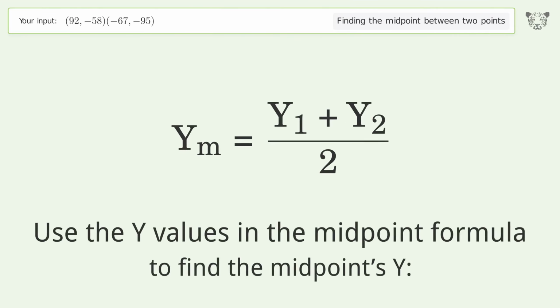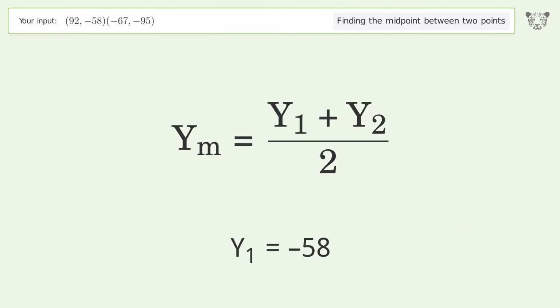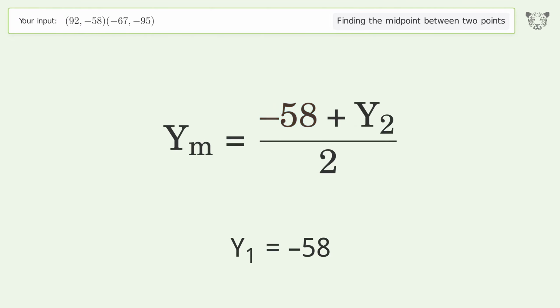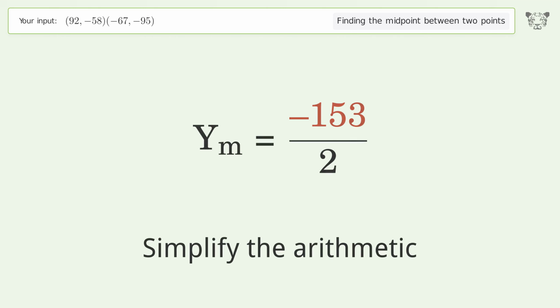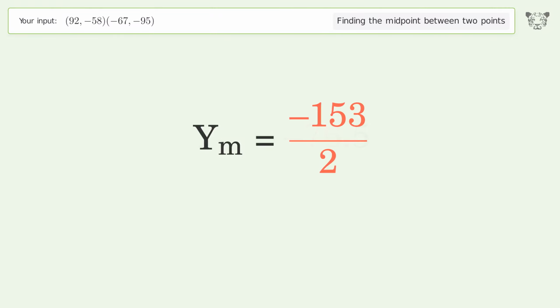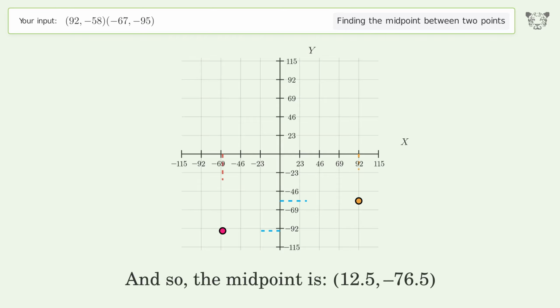Use the y values in the midpoint formula to find the midpoint's y. y1 equals negative 58. y2 equals negative 95. Simplify the arithmetic. And so, the midpoint is 12.5, negative 76.5.